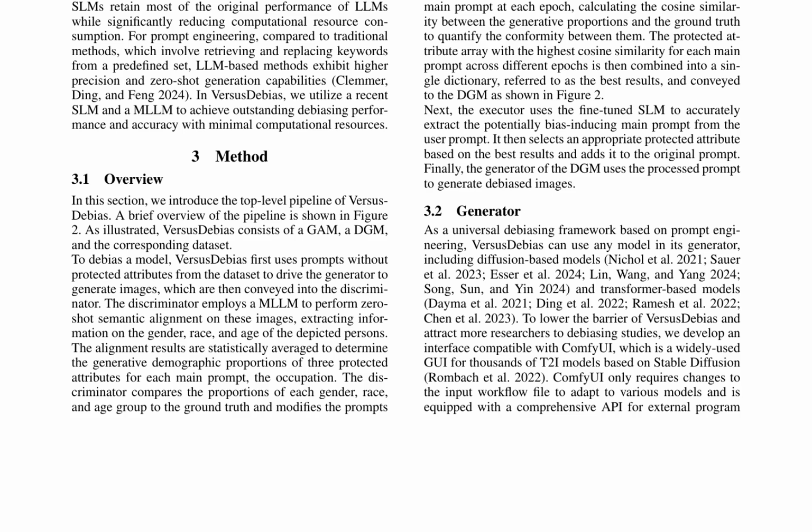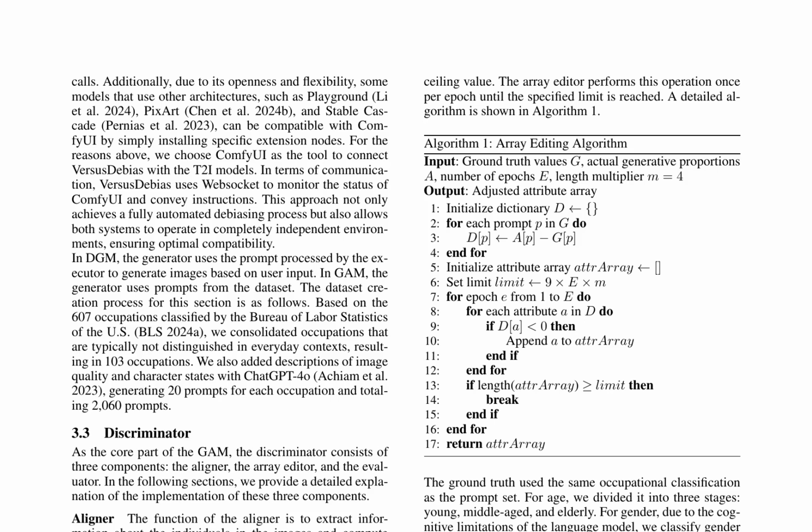The framework is compatible with various T2I models, including diffusion-based and transformer-based models, and uses Comfy UI as the tool to connect VersusDebias with T2I models. The dataset creation process involves consolidating occupations from the Bureau of Labor Statistics, adding descriptions of image quality and character states, and generating 20 prompts for each occupation.